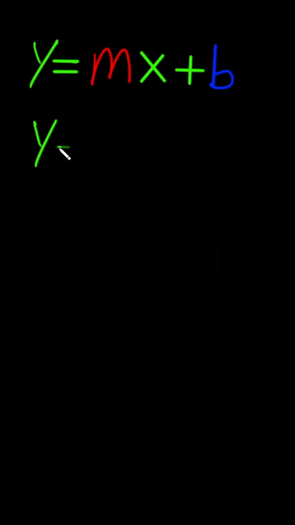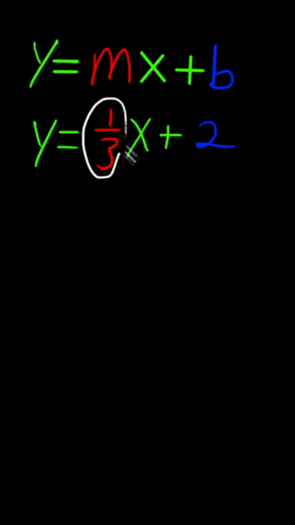So if we had y is equal to 1/3 x plus 2, you can see that we're in slope-intercept form. We have y on one side, a coefficient in front of the x, and a constant on the end. The 1/3 represents our slope, while the 2 represents the y-intercept.